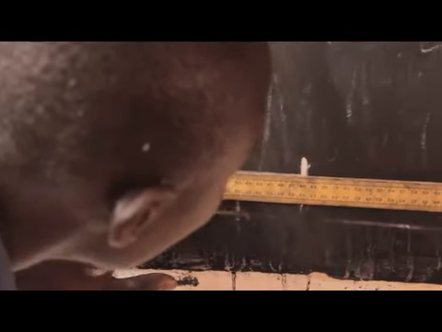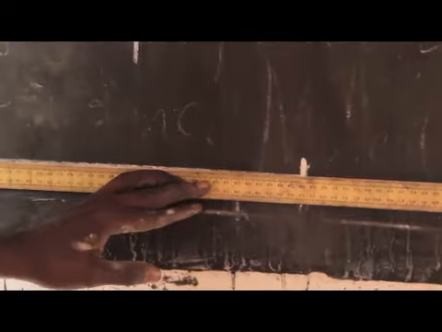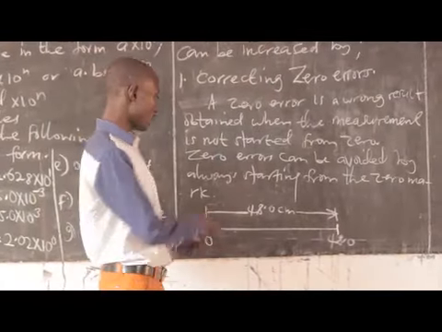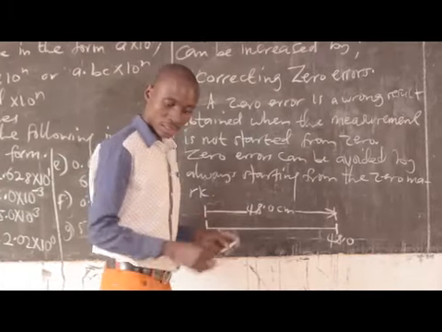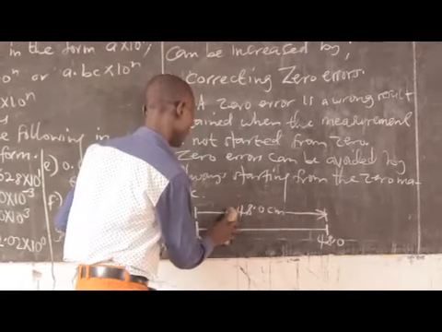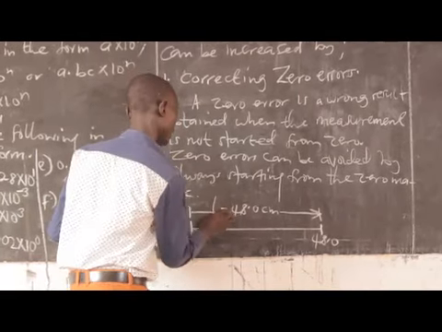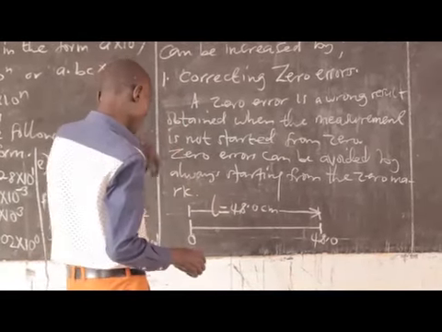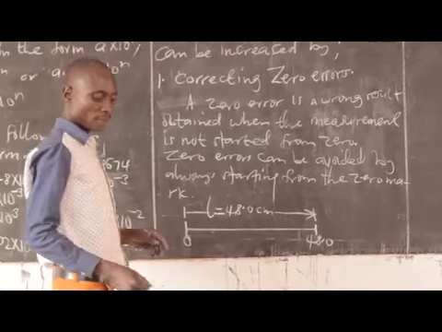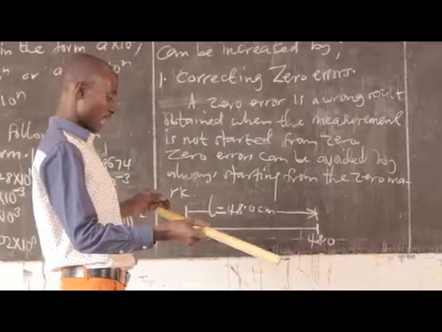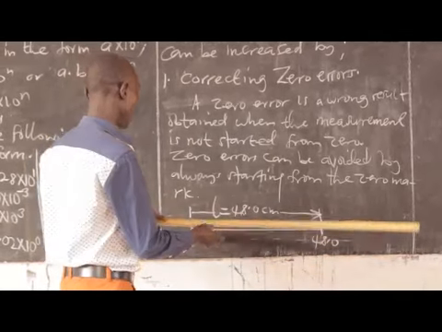Okay, this is 48.0. If this length is L, the length of this line equals 48.0 centimeters. However, if maybe my ruler was broken and part of it is not there, I can maybe start from 10.